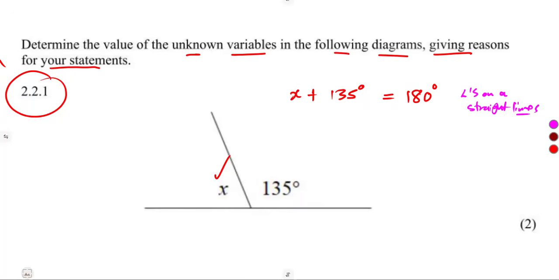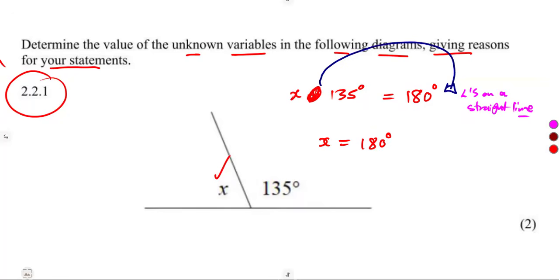Okay, on a straight line. So let us solve for X. It's an equation now. We are back to our equations. Take 135 to the other side of the equation. The moment it crosses the equal sign, it changes the sign. So that will be a negative.